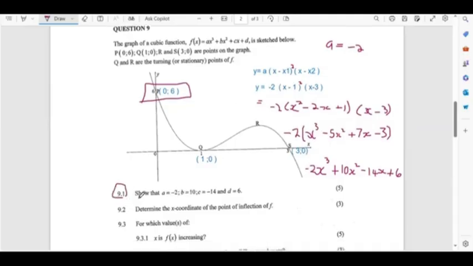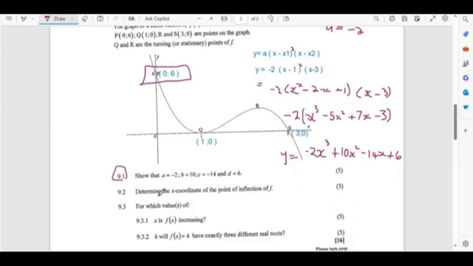Let us move on to 9.2, right? We have the equation, right? This is our original equation, and we would need to make use of it going forward to answer the preceding question. Now, they say determine the x-coordinate of the point of inflection for your f of x function. Now, what is your point of inflection? So your point of inflection is that point which separates your graph into two.